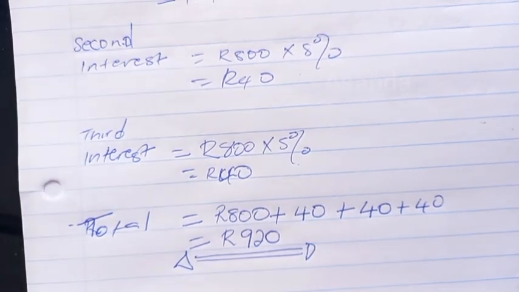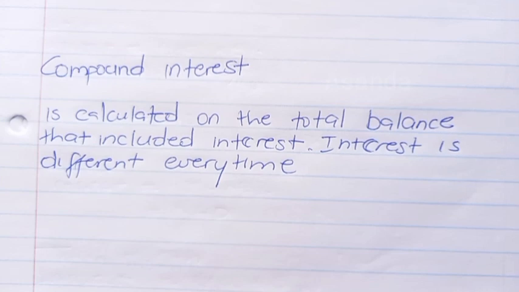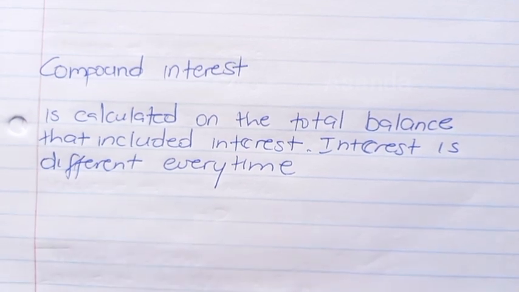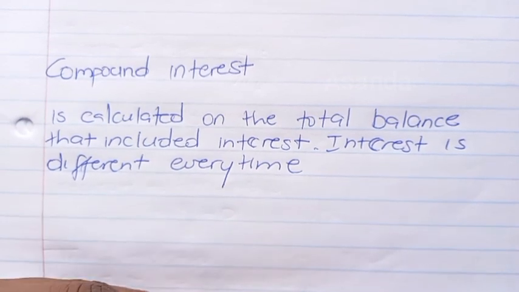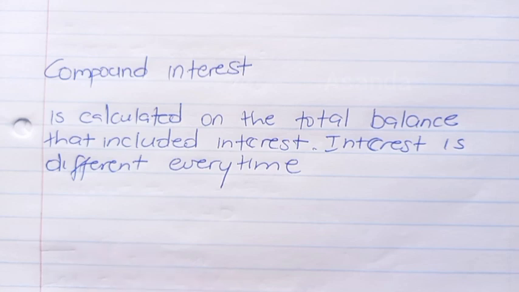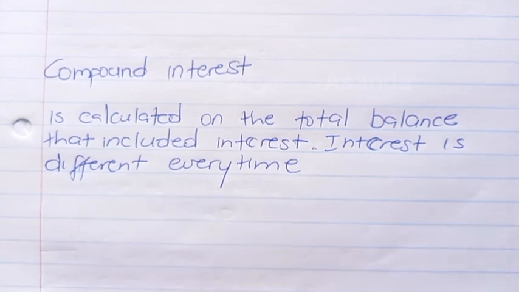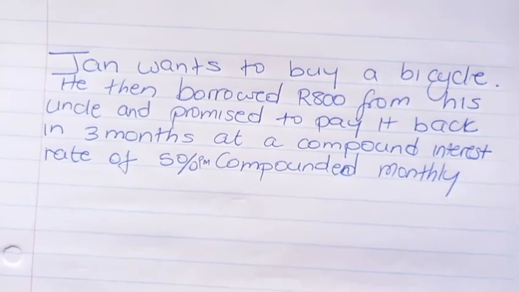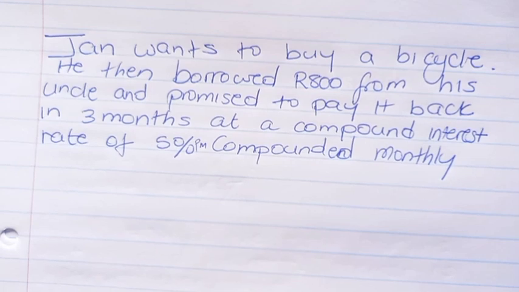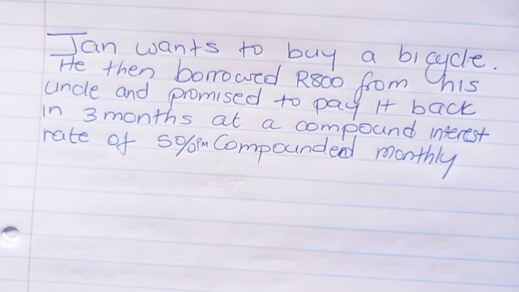Okay, let's move on to compound interest. Compound interest is calculated on the total balance that included interest. Interest is different every time. So if you calculate interest in the first month and it's 40 rand, in the second month it's not going to be 40 rand because you cannot use the same amount. Why? The balance changed, right? Okay, so let's just get on to the example. We're going to take the same example that we used for simple interest. The only difference now is that we're going to use the compound interest method.